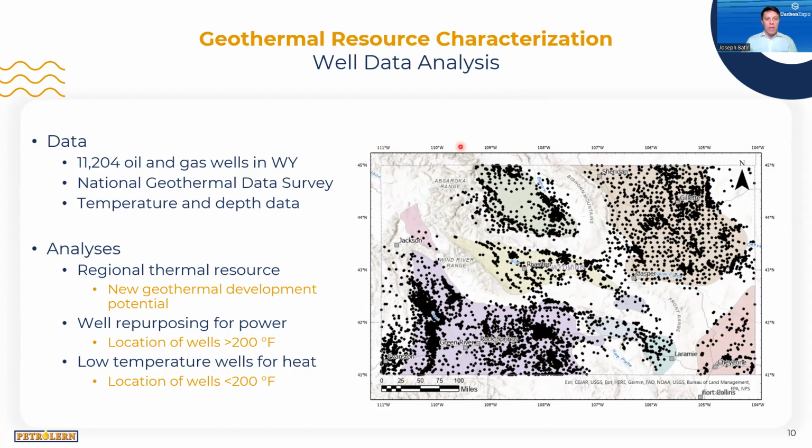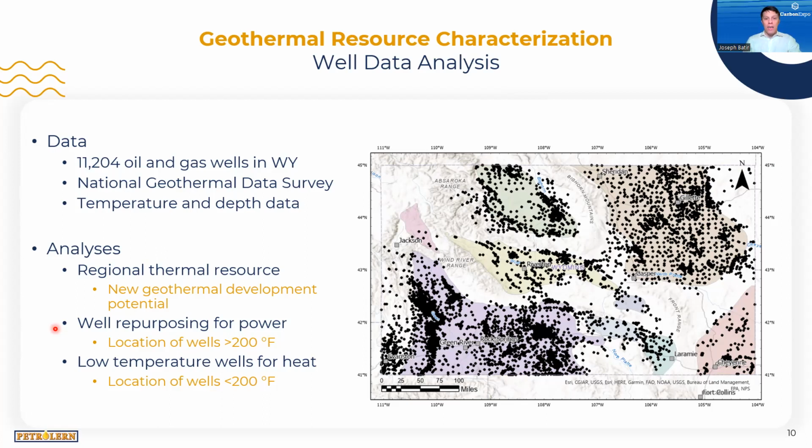So this is the National Geothermal Data System database. These are temperature and depth data. Most of these are bottom hole temperatures. So what we did with these is we looked at the regional thermal resource just by looking at those temperatures. And then we separated these wells into two categories, either wells for repurposing, those being having a bottom hole temperature greater than 200 Fahrenheit, and then those being opportunistic for direct use of heat, those having temperatures below 200 Fahrenheit.